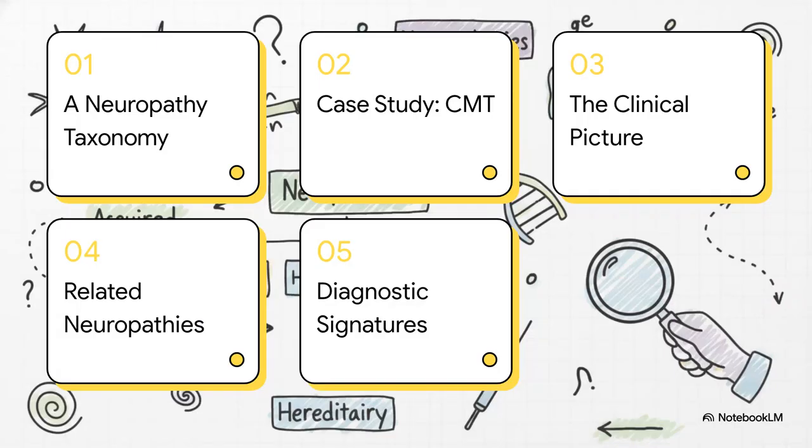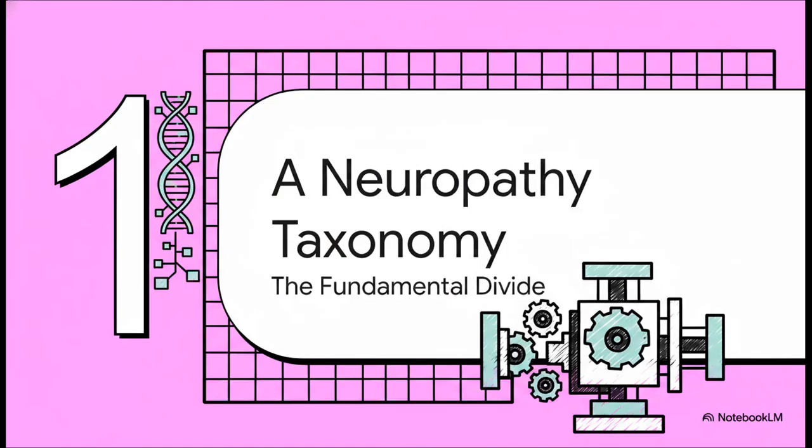First up, we'll get a taxonomy, a way to sort all this out. Then we'll do a deep dive into our main case study, Charcot-Marie-Tooth disease. From there, we'll take a quick tour of some related conditions, and then we'll wrap it all up with the key diagnostic clues you absolutely have to remember. Okay, first things first. To even begin to make sense of this stuff, we need a framework, a way to organize our thinking. This is the foundation for everything else we're going to talk about today, so it's super important.